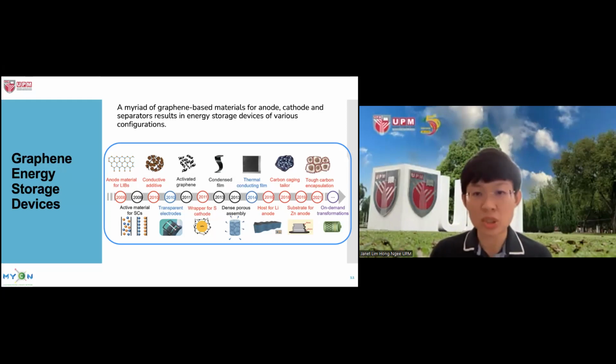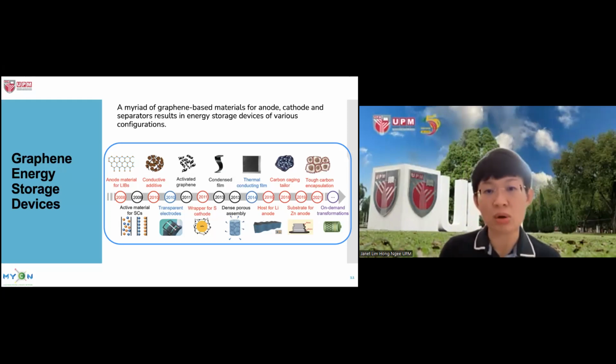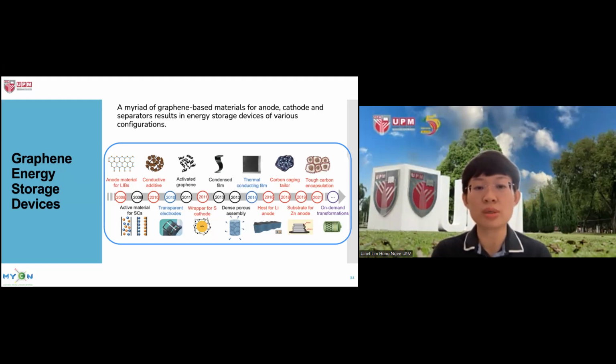So this is just a generic depiction of the use of graphene in different kinds of components in an energy storage device. So just to give you an idea, in 2008, it was used as anode material in LIBs. In this case, it's able to provide some form of safety. And probably much earlier than that, you'll be able to see graphene used as an active material for supercapacitors. And as you go on, you will see that graphene is actually used as an active material for cathode.